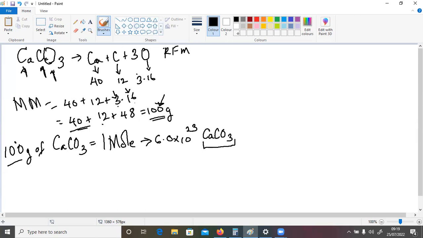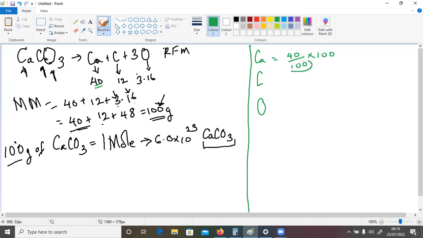So picking a different pen here, I want to calculate the percentage composition. Let's say I have calcium there, I have carbon there, I have oxygen there. I want to know what is the percent composition of oxygen, of calcium, of carbon in this compound. So calcium is 40. It contributes 40 out of the possible 100.